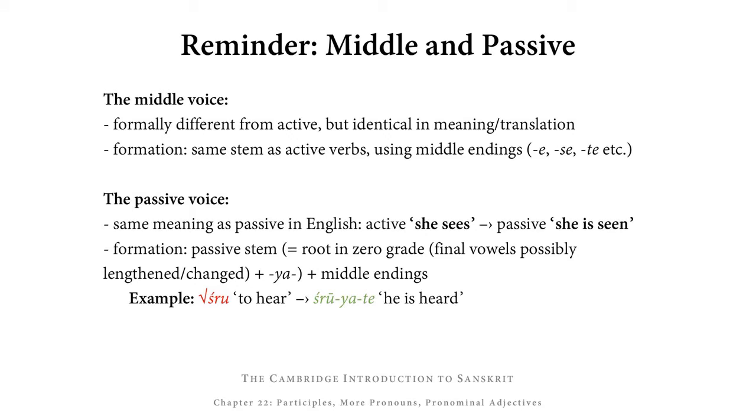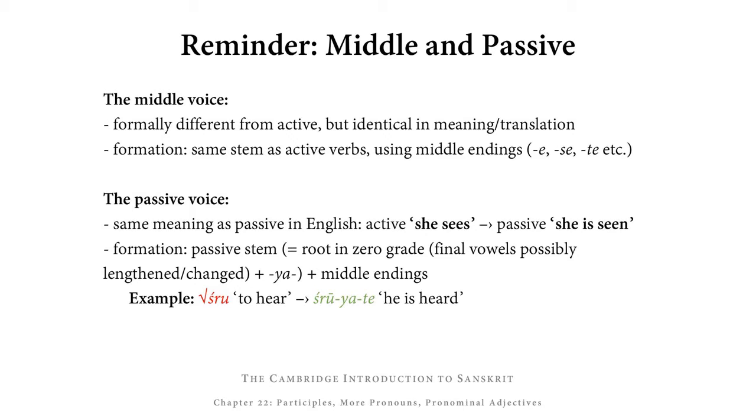Let's begin with a brief reminder of what we mean when we say middle and passive. Now, the middle voice is a set of verbal forms that are formally different from the active, but identical to the active in their meaning or translation. Their form uses the same stem as active verbs, but different, namely middle endings: e, se, te, and so on.